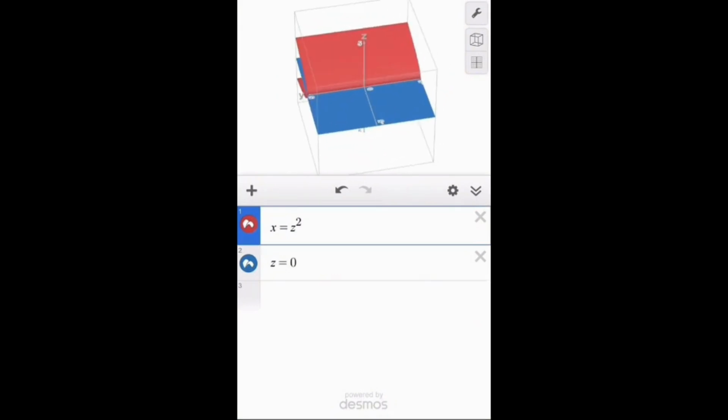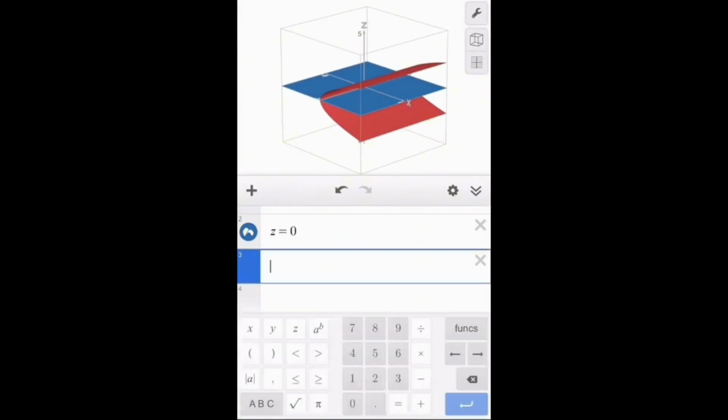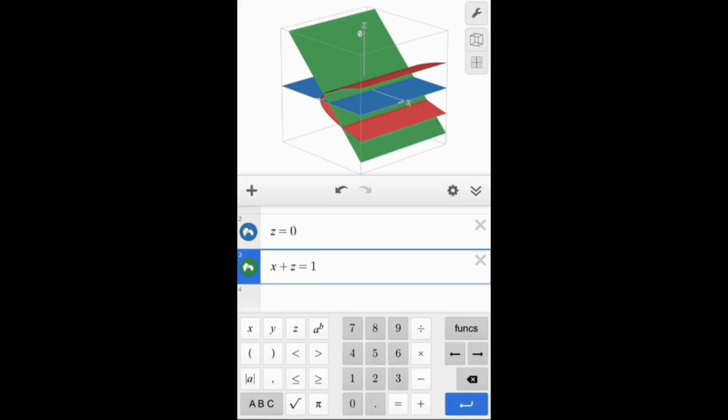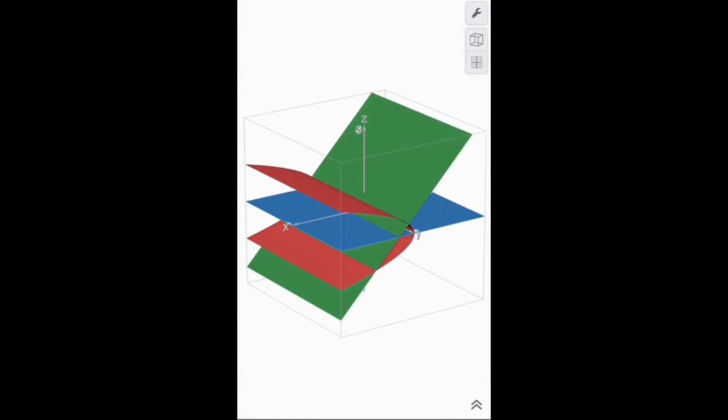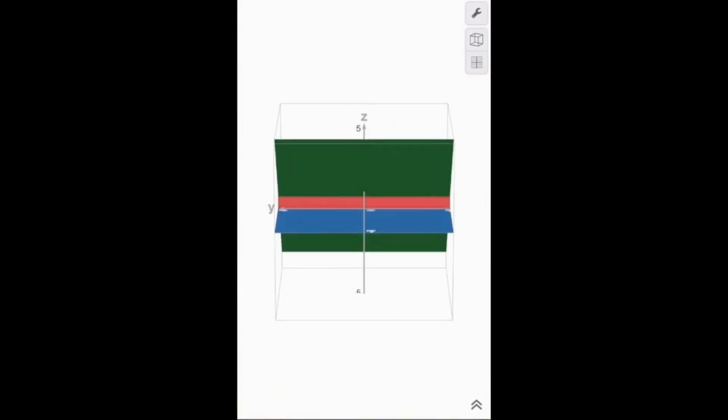So as you can see, when you add the second equation, this is the graph. And then the third one is x plus z equal to 1. So this is the final answer for question A. This is the 3D graph that you can see.